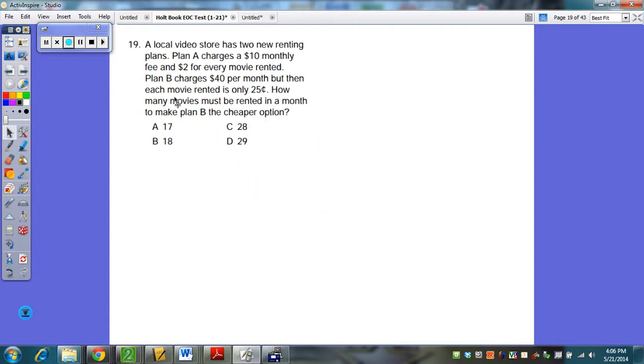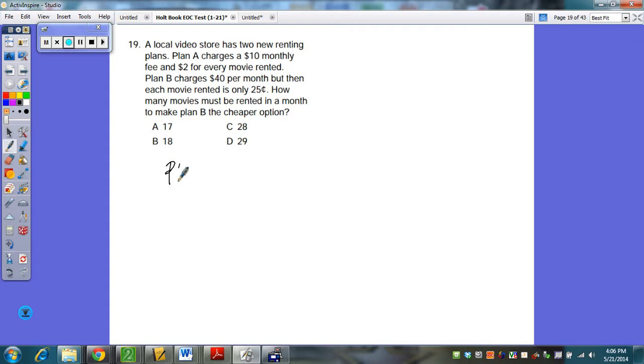Okay, a local video store has 2 new renting plans. Plan A charges $10 a month and $2 for every movie. Plan B charges $40 per month. But then each movie rented is only 25 cents. How many movies must be rented in a month to make Plan B the cheaper option?